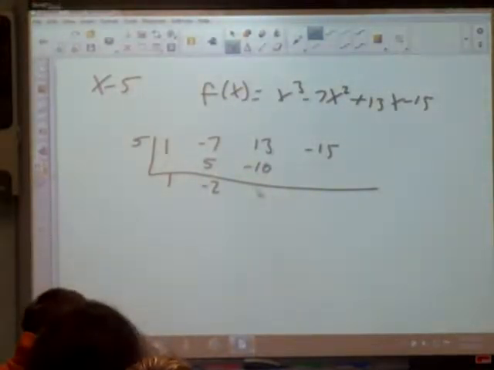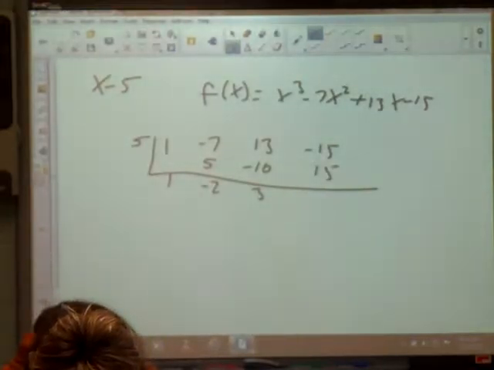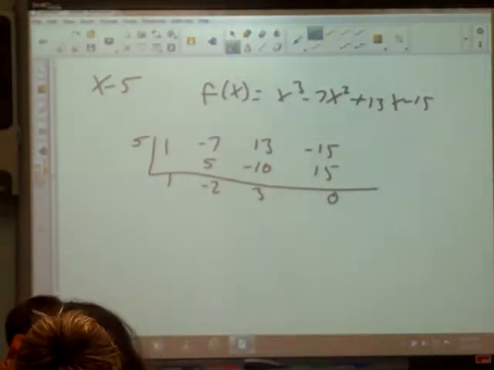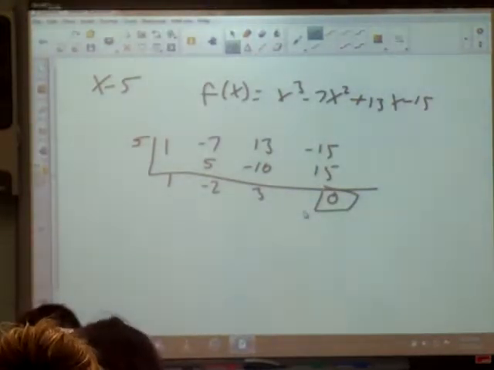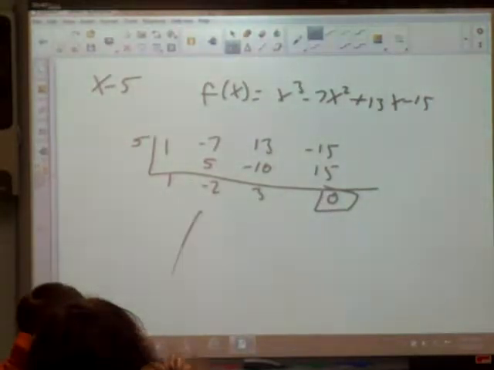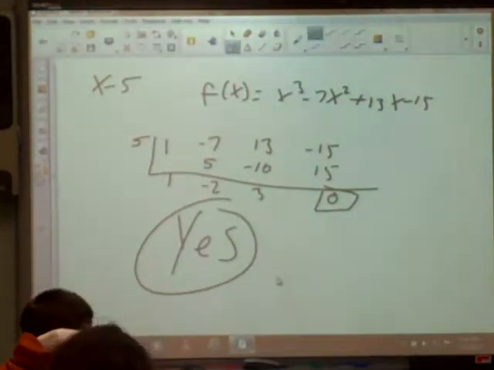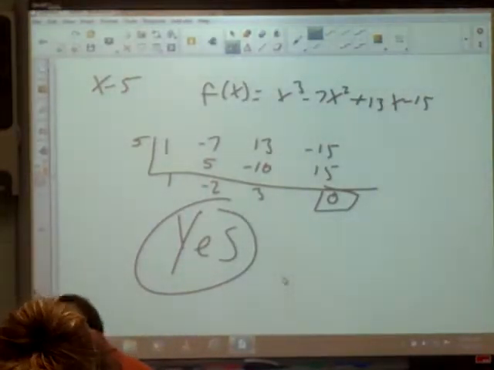Then we add 13 and negative 10. Then we multiply 15. Then we add, and get 0. So it came up with a remainder of 0, so it went into it evenly. When the question asks if that is a factor, since we had a remainder of 0, our answer is yes. If we'd gotten anything other than a 0 in the remainder spot, we'd have said no.